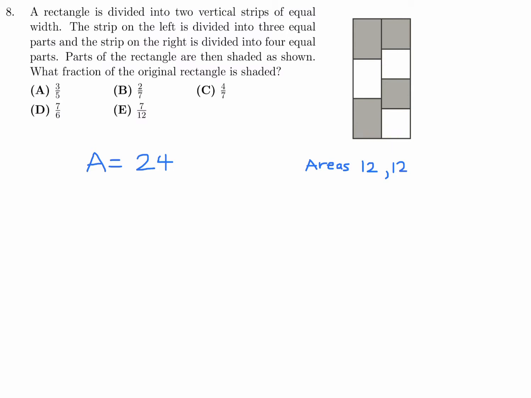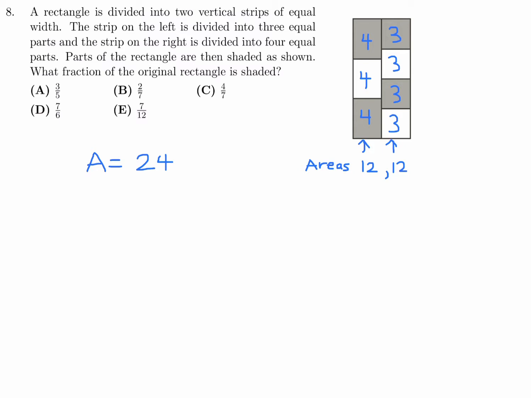Now, in this first one, they divided into 3 equal sections. So each of those will obviously have 12 divided by 3 as an area, which is 4. So this is 4, this is 4, this is 4. This one, they divide into 4 equal sections. And if you do that, each of them will be 12 divided by 4, which is 3. 3, 3, 3, 3. So now we just have to count.